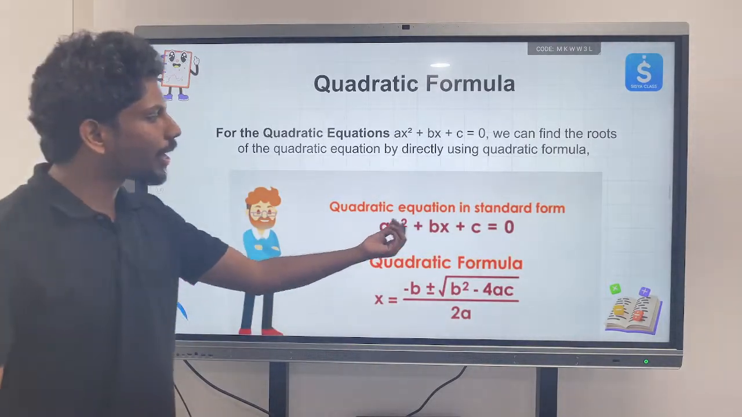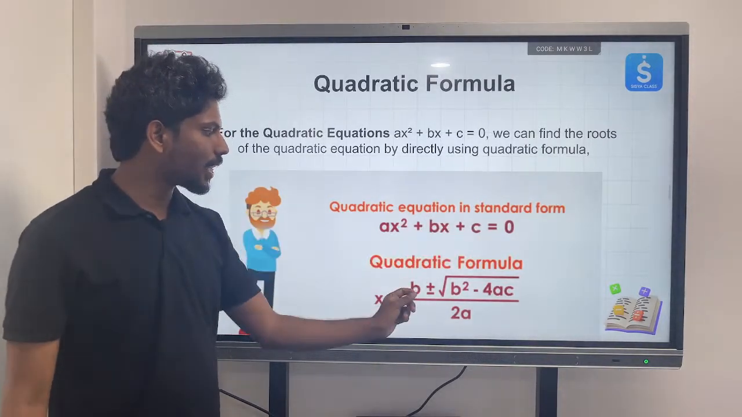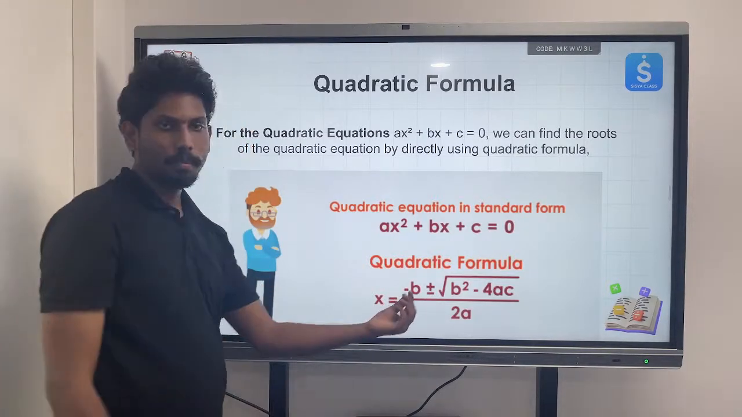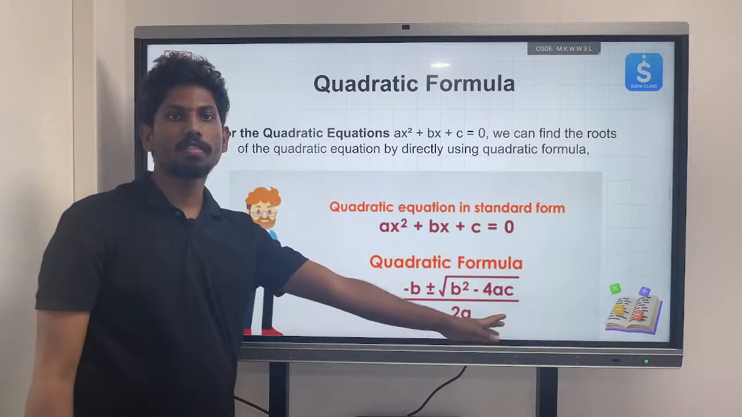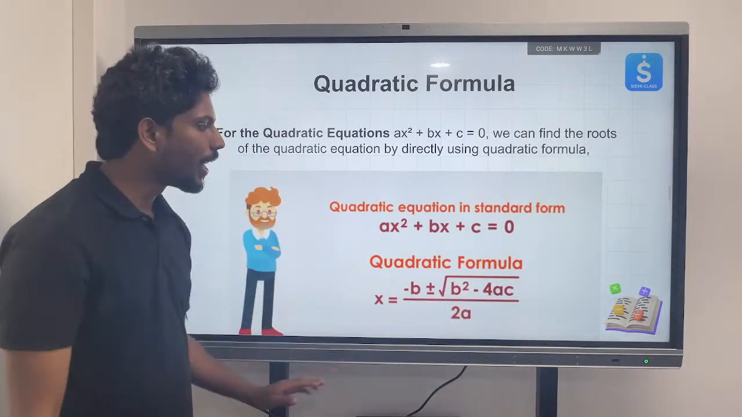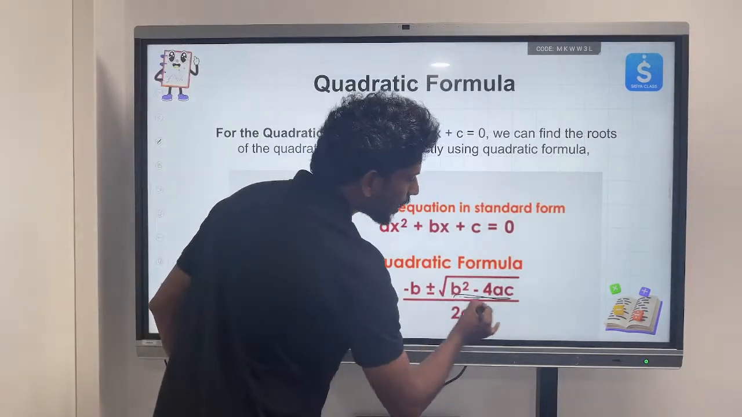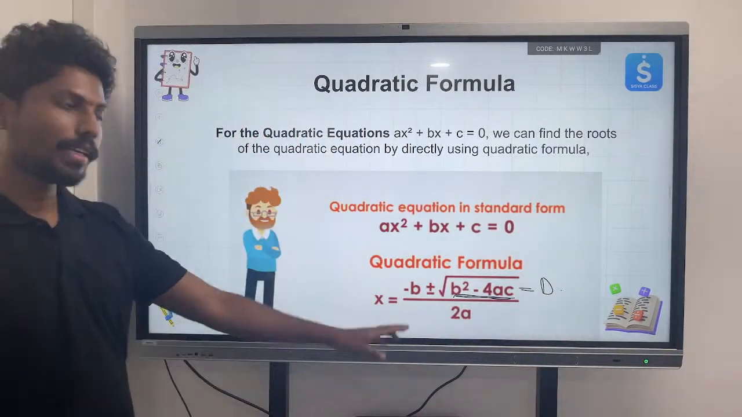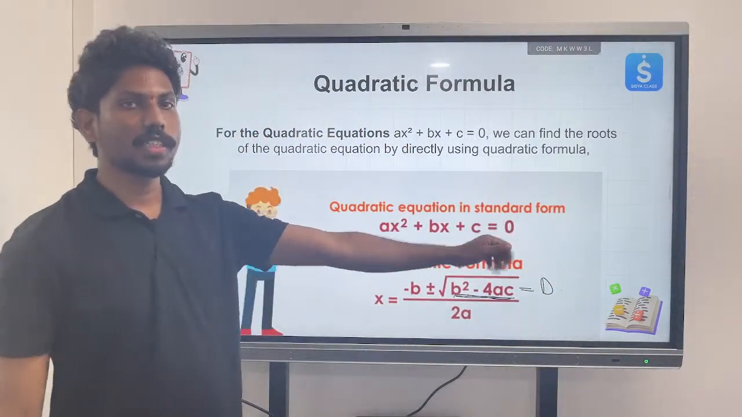Understand this: if the quadratic equation is ax square plus bx plus c, we can find the roots using this formula. x equals minus b plus or minus under root of b square minus 4ac, by 2a. Understand this, b square minus 4ac is called the discriminant. Based on this discriminant, we will further classify the problems.